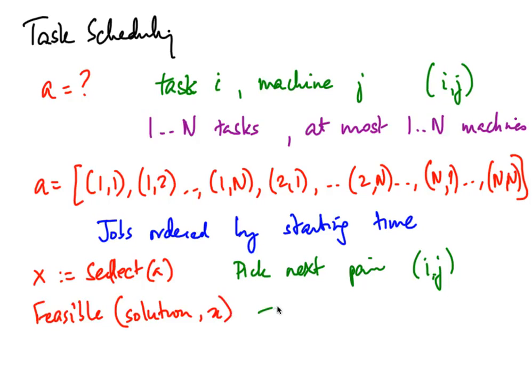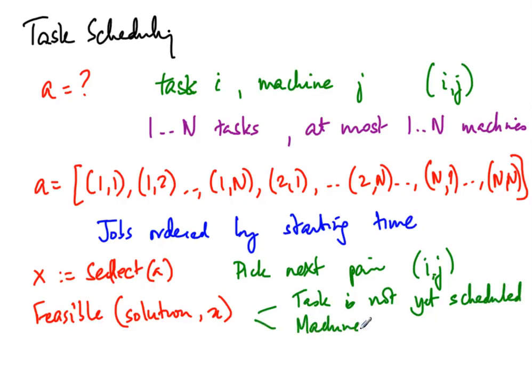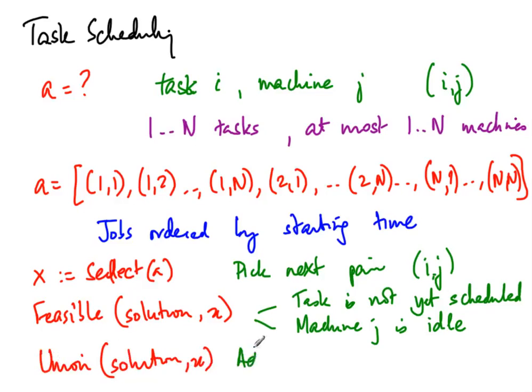One, the task i is not yet scheduled. I mean, there's no point in scheduling the same task twice. So it has not been allocated to a machine. And machine j is idle. That is, when task i has to start, machine j should be available. If this is true, I can add it to the solution. If this is not true, I have to go to i, j plus 1. Remember that there are n machines, so for some j this will always work. And of course, the union is easy now. When I do union solution x, this just means add i j to the solution set.